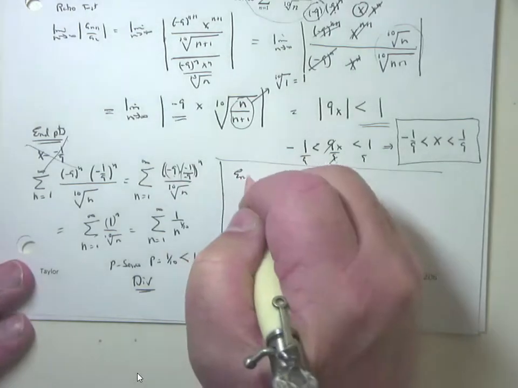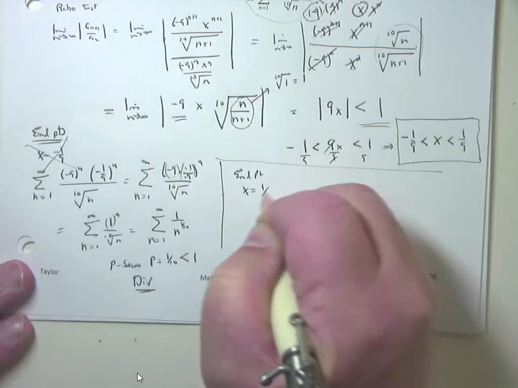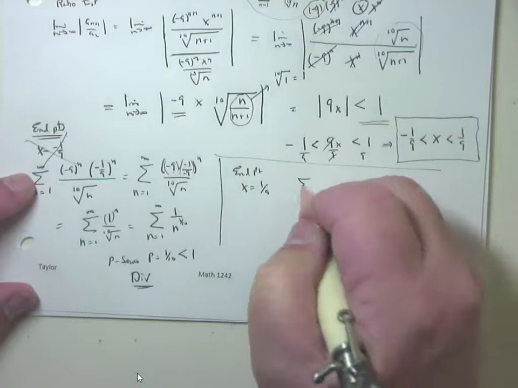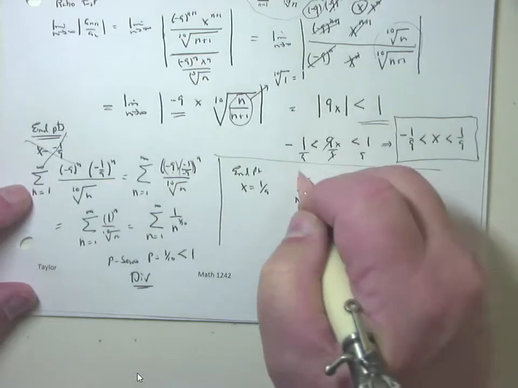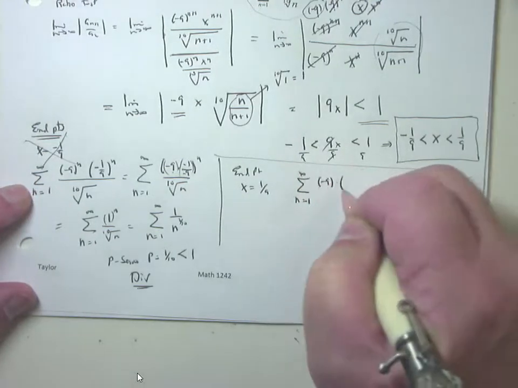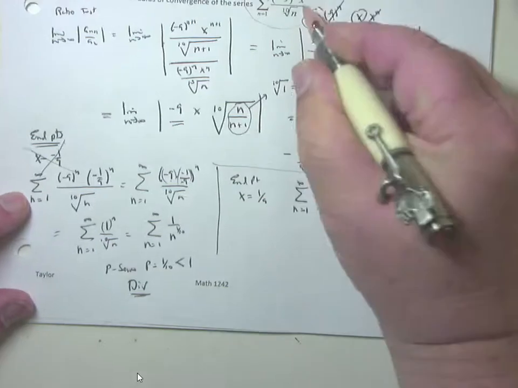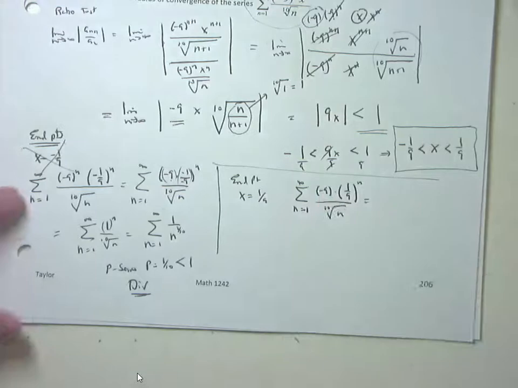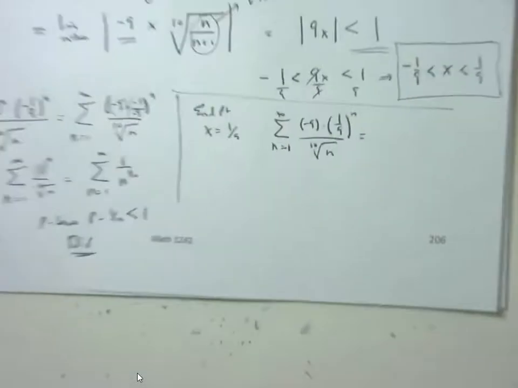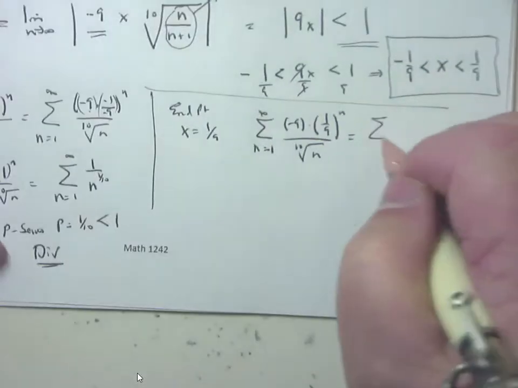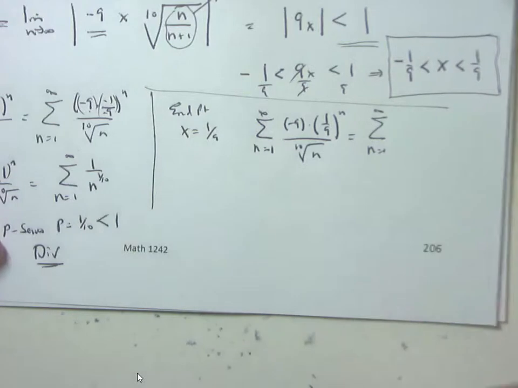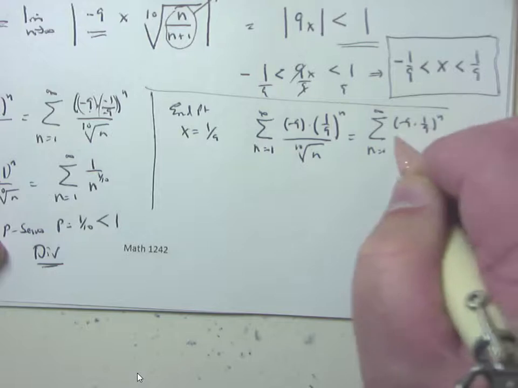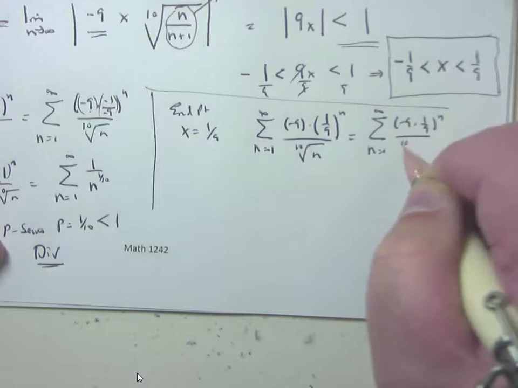However, now I want to take the other endpoint. The other endpoint was what? x equals a positive 1/9. Now watch what happens when I plug it in. I'm going to get the sum as n goes from 1 to infinity of negative 9 times 1/9 to the n over the 10th root of n. Again, I'm going to factor out the n on this thing, kind of showing you my math here. This will be the sum as n goes from 1 to infinity of negative 9 times positive 1/9 to the n over the 10th root of n.